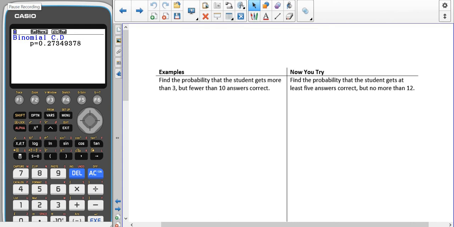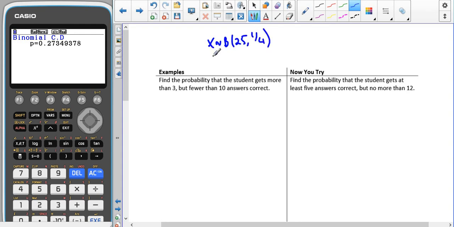So we're going to have a look at what to do if we have between probabilities, so between values, so not just having a look at one extreme or the other, but having a look at a middling range. So here we have: find the probability that a student gets more than 3 but fewer than 10 answers correct. Remember that we're still using X squiggle B(25, 1/4), and this is talking about the answer being correct.